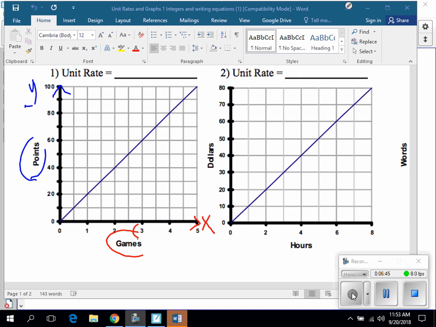Instead, you want to choose a point where the grid lines cross. And when I say grid lines, I'm referring to these lines right here. So these are the vertical grid lines.